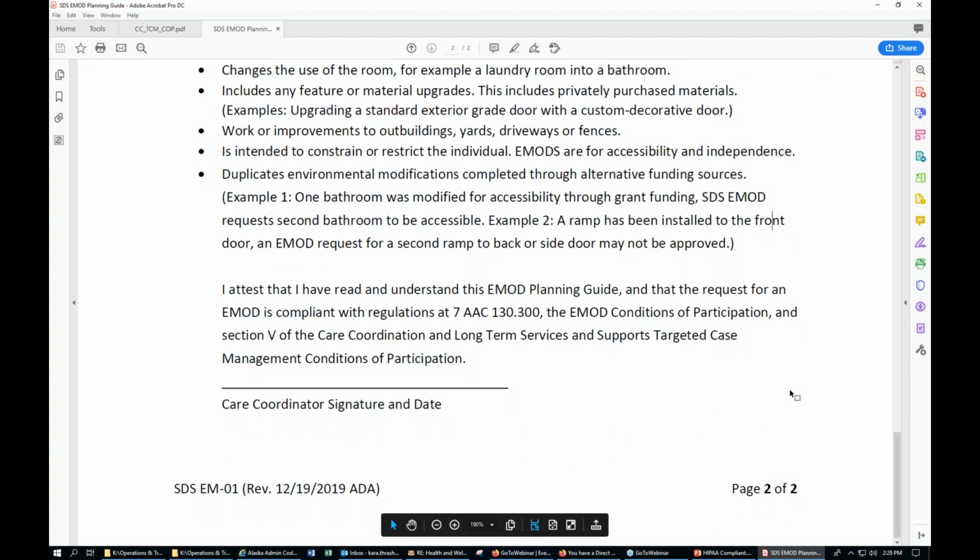Way back in the day, we used to require a care coordinator's signature on a document like this prior to the checklist we had. So depending on how long you've been doing it, you may or may not remember, but this is just an attestation. You say with your signature that you've read the planning guide and that the request for this EMOD is compliant to the best of your understanding based on these regulations, and you are ready to submit it. So you just put your signature and date, and that will go in your submission packet with your plan or amendment which requests an EMOD.